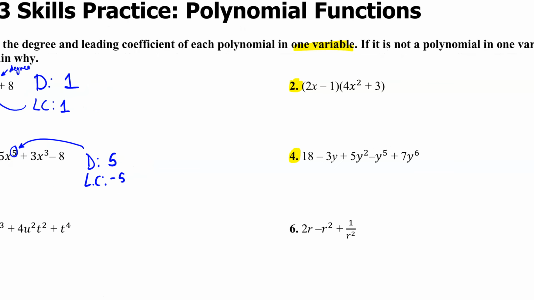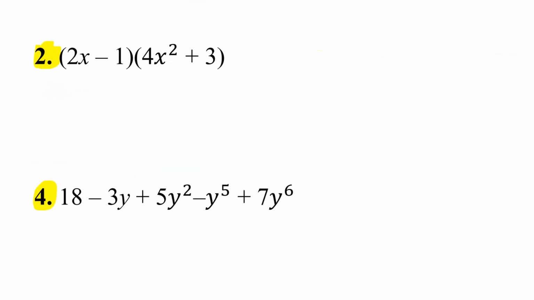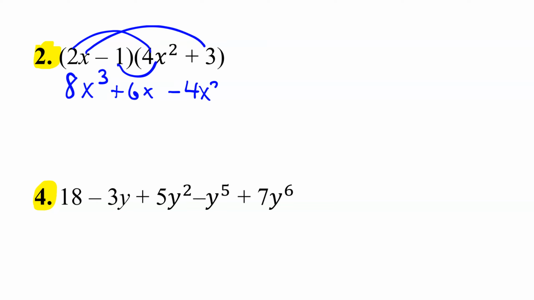Maybe number 2. Ruby said we had to FOIL it. So, is it 8x cubed? Yeah, 8x cubed, plus 6x, minus 4x squared, minus 3. It's a little hard because it's not in standard form, not in descending order of exponents. But what is the highest exponent, Jesse? 3, right? That's the degree. And what's the leading coefficient? 8. Okay, cool.